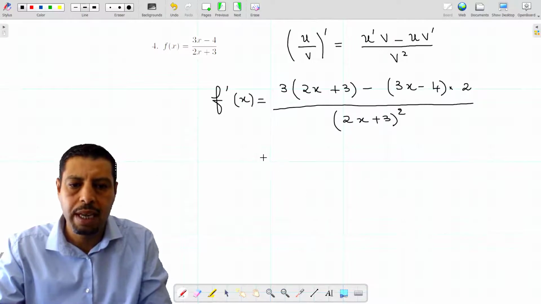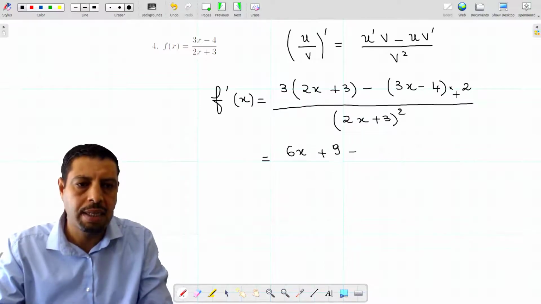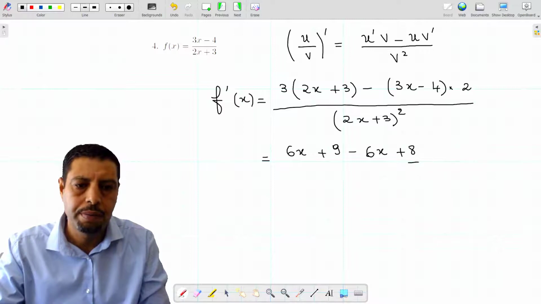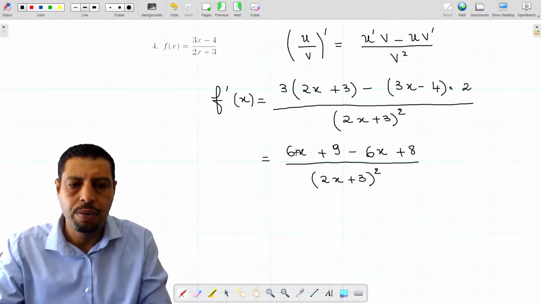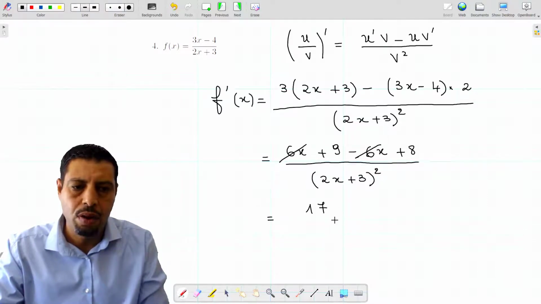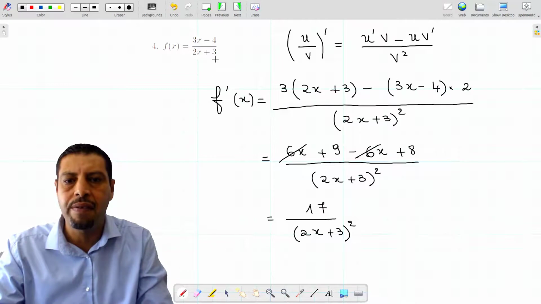Now, we can, of course, expand and simplify our expression. We're going to obtain 6x plus 9 minus 3x times 2, which is 6x, and minus minus, it's a plus 8, over (2x plus 3) squared. Of course, we can cancel the 6x here, and we're going to obtain 17 over (2x plus 3) squared. So this is the final result for the derivative of f of x.